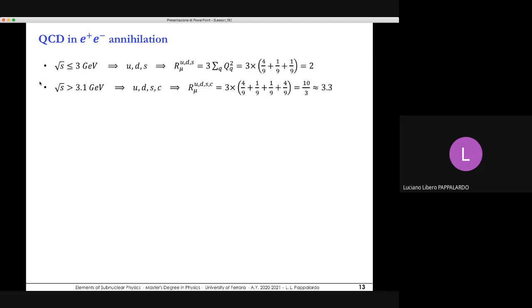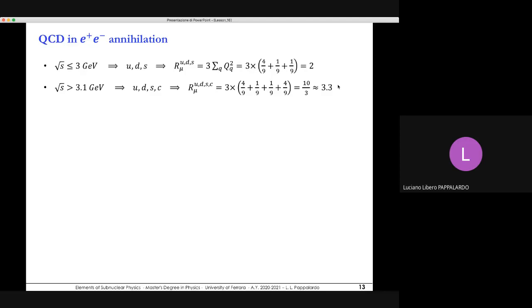Suppose now we do the same, but at higher energy, so above the threshold for J/psi or for charmonium production in general. Then we also have to consider the fourth quark flavor, the charm. And so we have an additional contribution here, which is, again, 4 divided by 9. And so overall, this number results in 3.33.